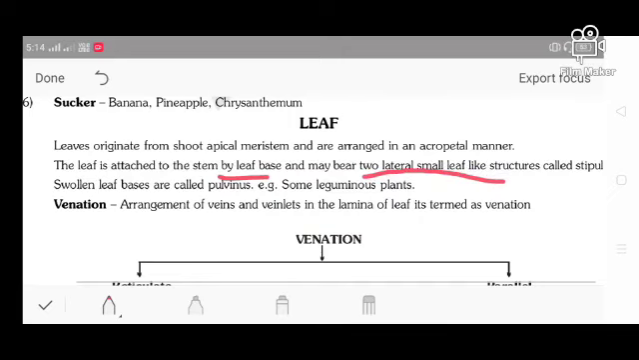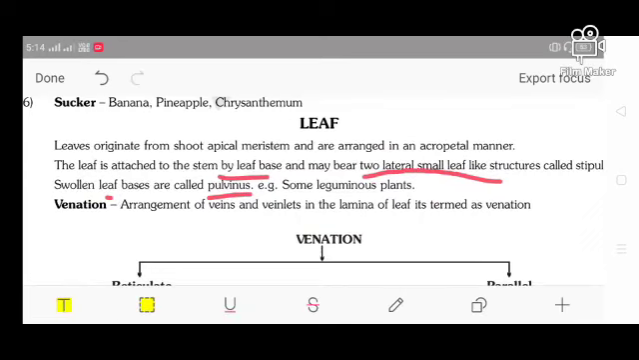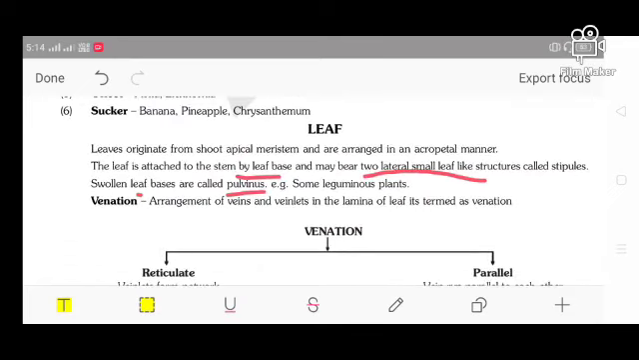The swollen leaf base is called the pulvinus. Some leguminous plants have this. Some leguminous plants bear two lateral small leaf-like structures called the stipules, and the swollen leaf base is called the pulvinus. It is found in some leguminous plants.